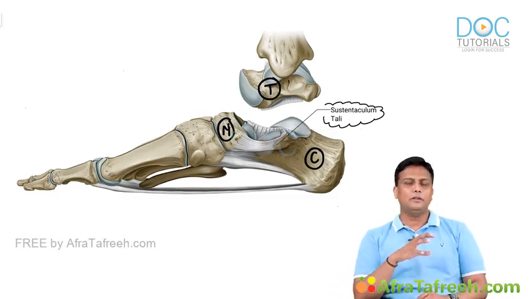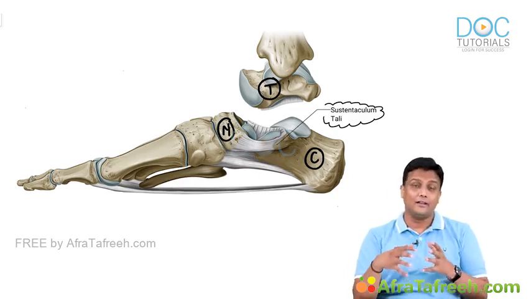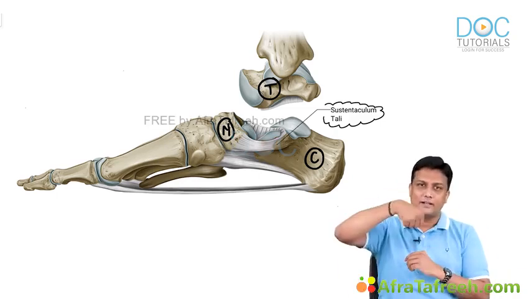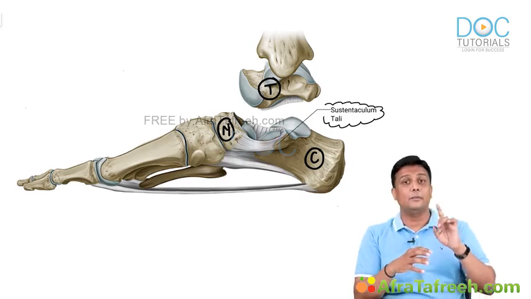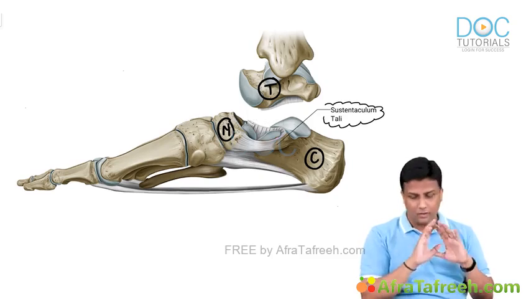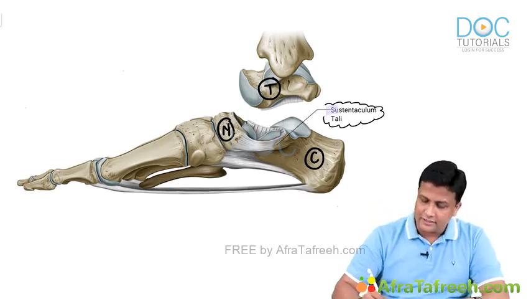Now, the problem with many students is that looking at the name tali, they think that it is a part of the talus. No. It's actually supporting, suspending the talus above. That is why the name is given as sustentaculum tali. But remember, it is a part of your calcaneus bone. We are comfortable with the name right now. So from here, we understand that sustentaculum tali is a part of the calcaneus.